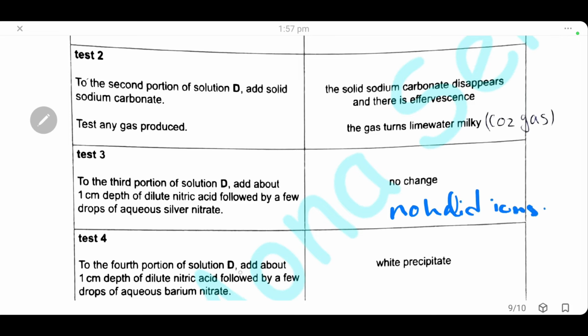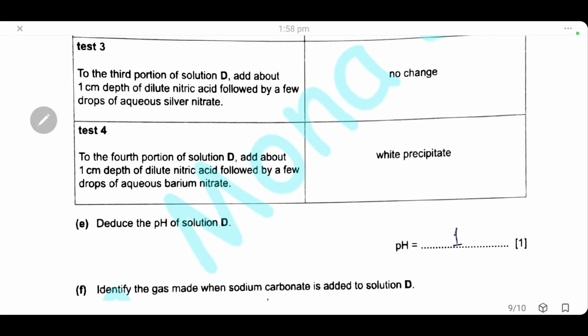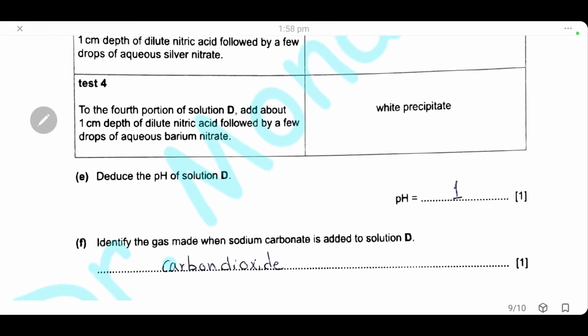To the fourth portion of solution D, add about 1 centimeter cube of dilute nitric acid followed by a few drops of barium nitrate. Barium nitrate is used to test for sulfate ions, so formation of a white precipitate indicates that we have sulfate, because sulfate forms a white precipitate with barium, barium sulfate. That indicates that we have sulfate ions. So here solution D is an acid, and this acid has sulfate, so this acid is sulfuric acid.